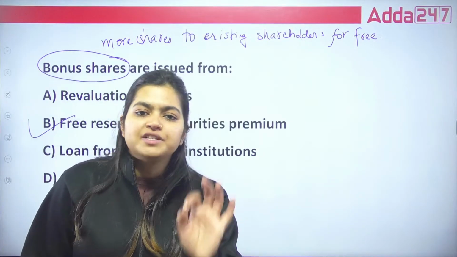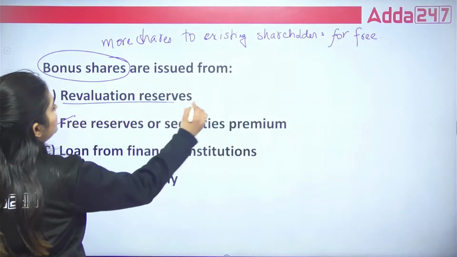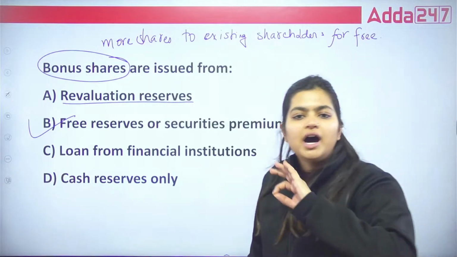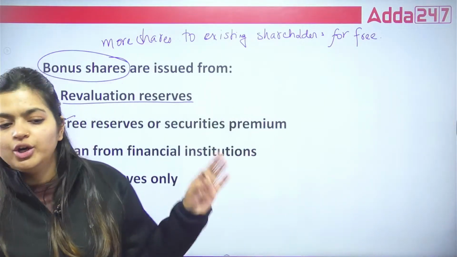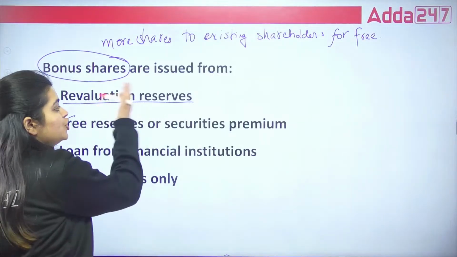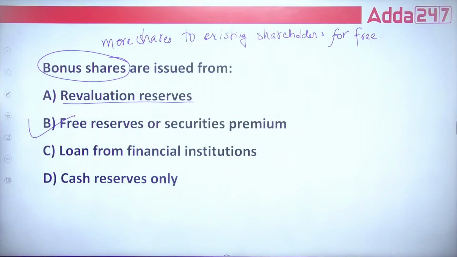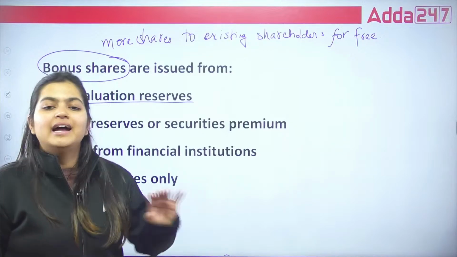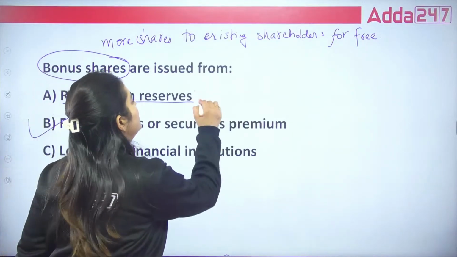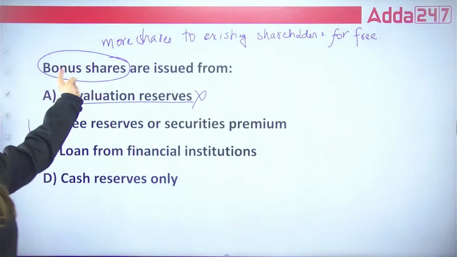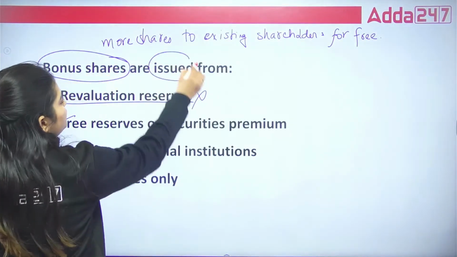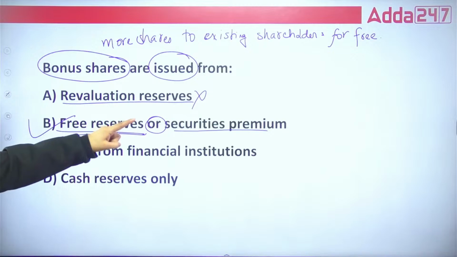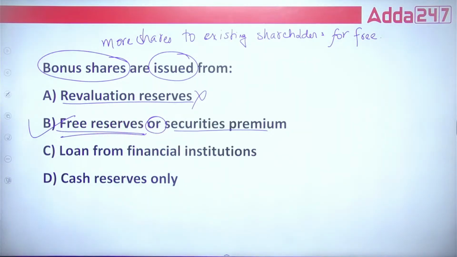But under your reserves and surplus, you have one more reserve, that is your revaluation reserve. Revaluation reserves are never used for your bonus distribution, because this is a nominal kind of nature. This is a notional account. There is no actual cash over there. Okay, that is just a notional account. So you cannot use revaluation reserve. You can use free reserves or securities premium. Just now I have told you when we were solving the securities premium question, that you can use it for bonus issue.